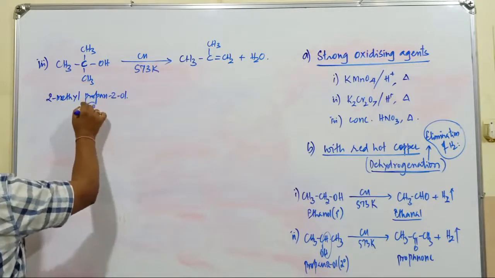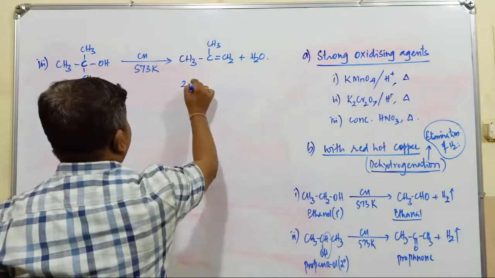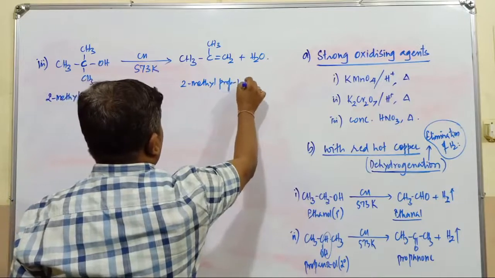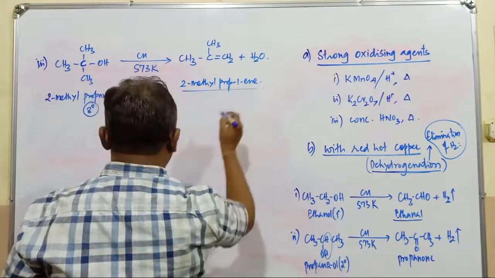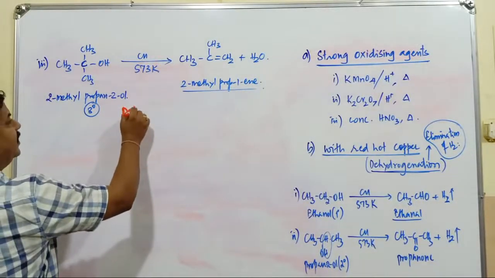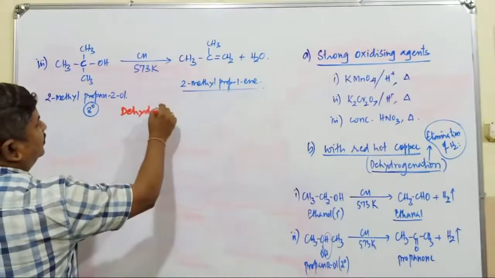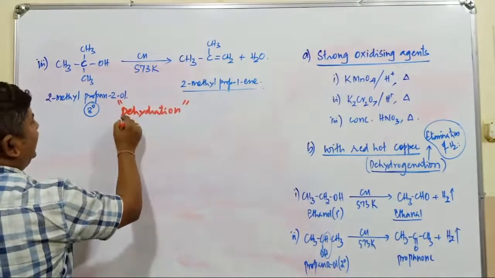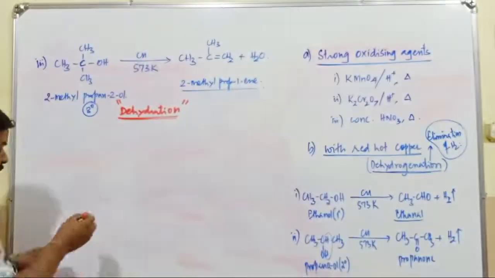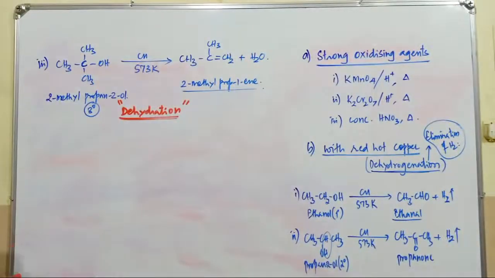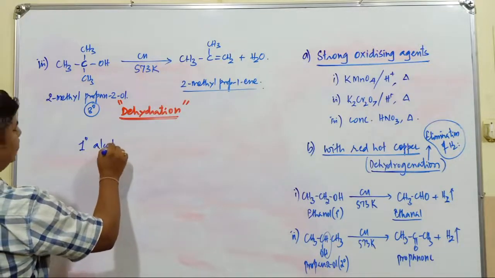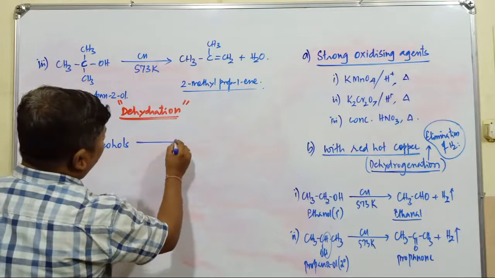It is a tertiary alcohol. What is this one? It is 2-methylpropene, an alkene. And here in case of tertiary alcohols, what process takes place? It is dehydration. In case of tertiary alcohol, it is not dehydrogenation, it is dehydration. So in presence of red hot copper, remember, primary alcohols convert into what compound?